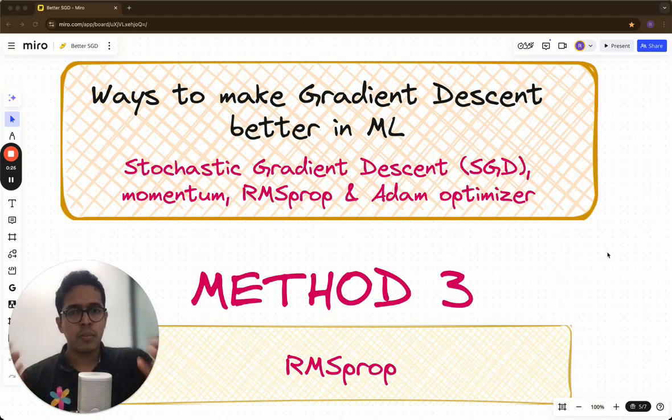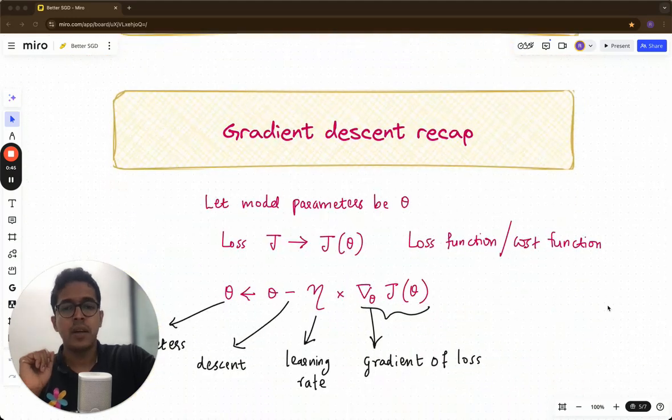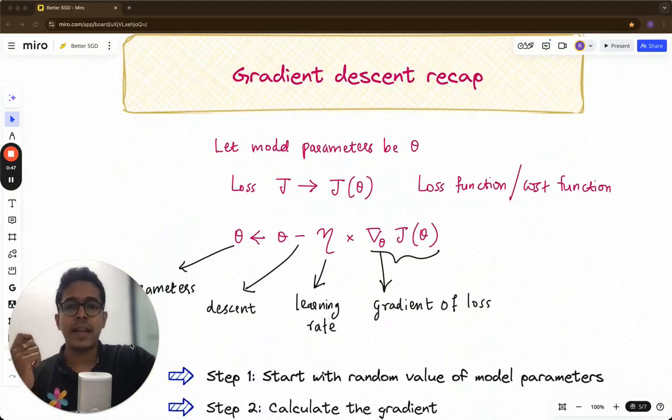This module is part of the course Foundations for Machine Learning. So even if you don't know what gradient descent is, don't worry, I'll be covering that at the beginning of the lecture. I'll be providing you a recap of what exactly gradient descent is. This is the third method that we'll be discussing, RMSprop, or root mean square propagation. So first let's do a brief recap of gradient descent.